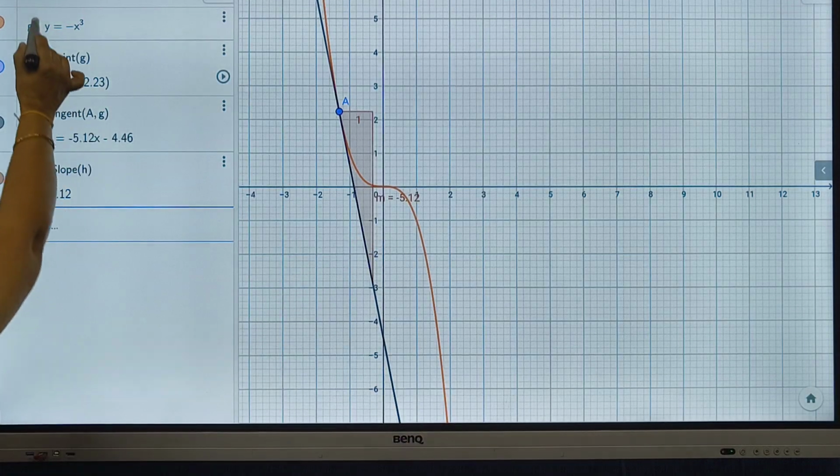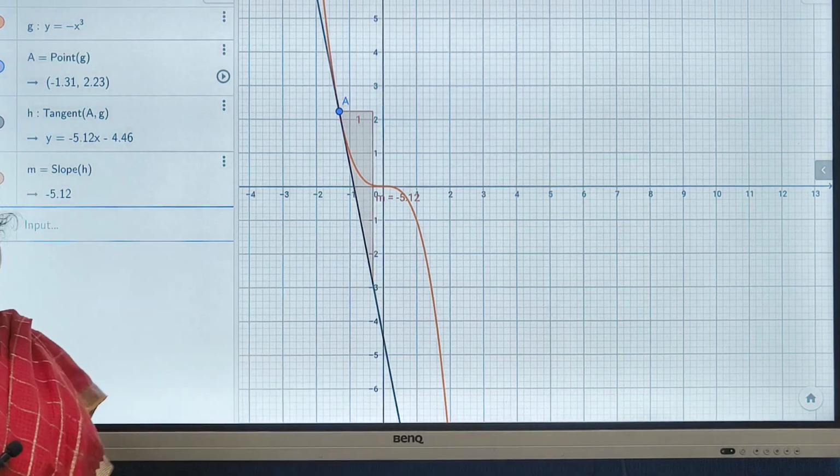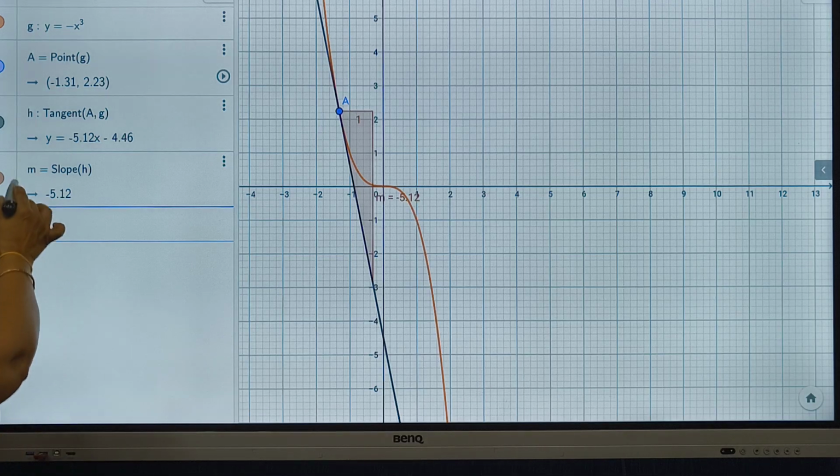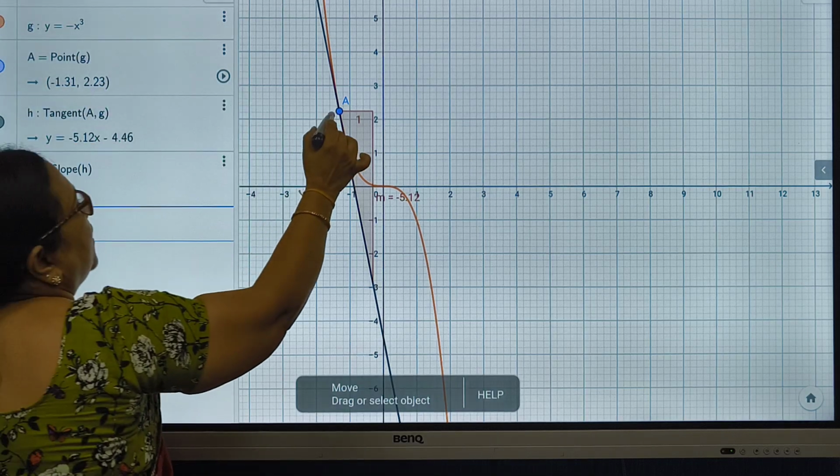Okay. And you can also identify by looking at the slope. Slope is what is appearing. M equal to minus 5.12 is the slope. M is the slope here. Slope is minus 5.12. Let me see what happens if I move this point.